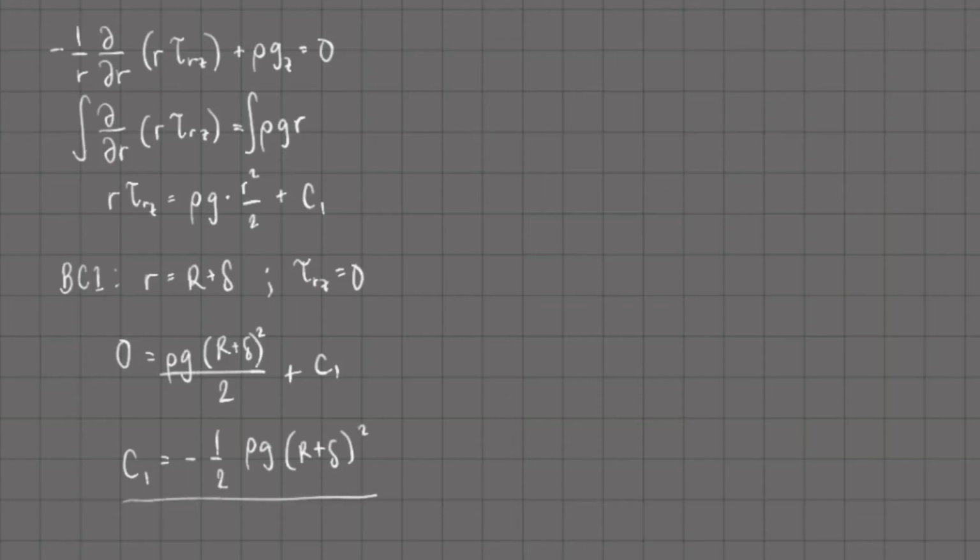This value of c1 has to be substituted to our general solution in order to come up with the specific solution. Okay? And that would give us the final shear stress profile. Substituting to our previous equation, we now have r tau rz is equal to 1/2 rho g r squared minus 1/2 rho g capital R plus del squared.